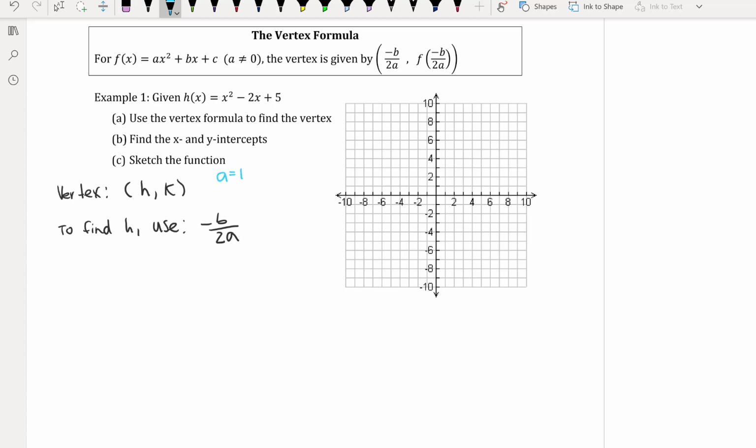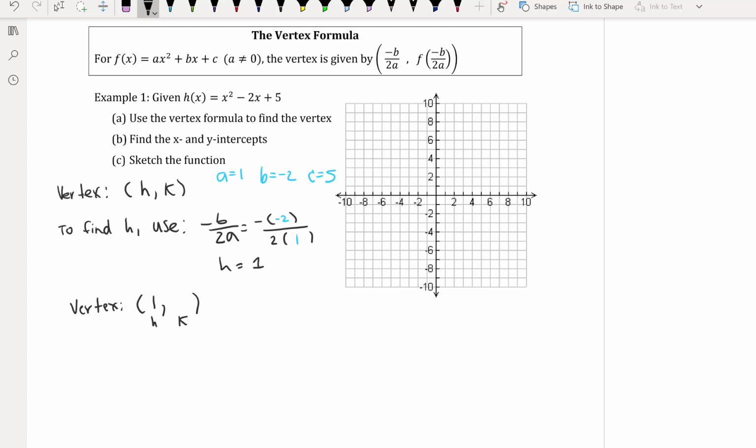So here my a value is 1, my b value is -2, and my c value is -5. So my b value is going to be a -2, and my a value is a +1. So what I end up having is a fraction where I have a -2, and my denominator of a +2, so that's going to give me a +1. So now I know that h is equal to 1. So for my vertex, I have 1. That is my h value.